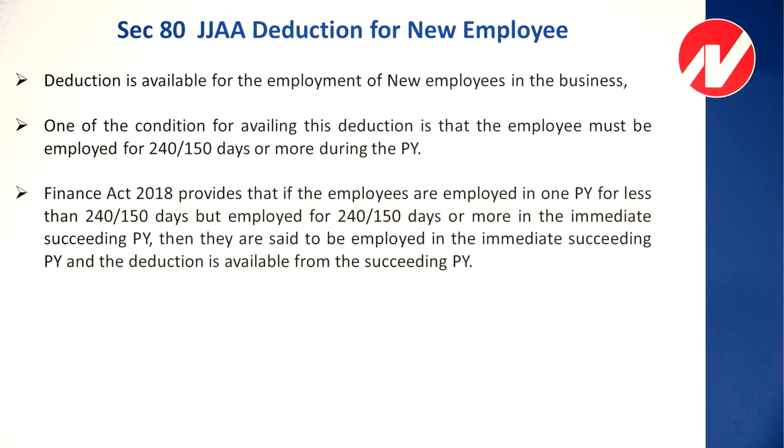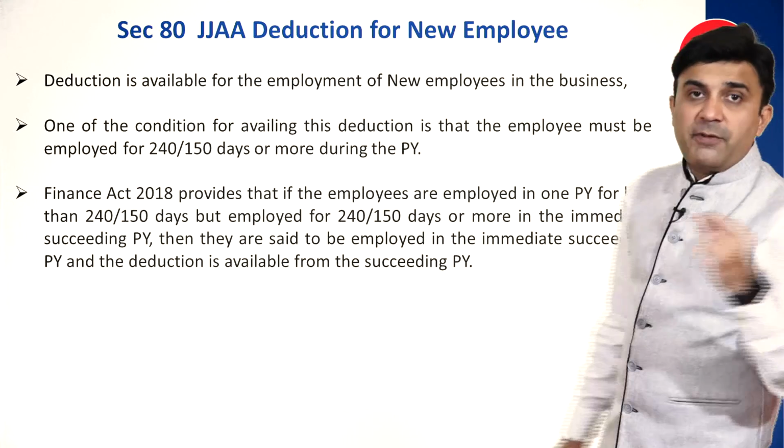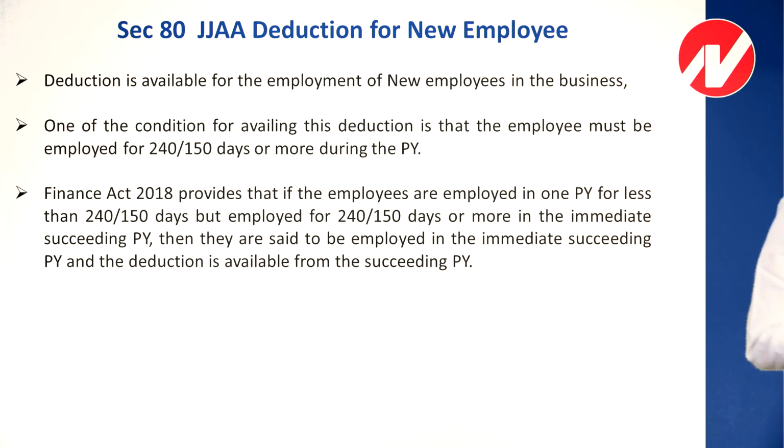Friends, Finance Act 2018 has provided that if employees are employed in one previous year for less than 240 or 150 days, you won't be able to get the deduction in that particular previous year. But if they are employed for 240 days or 150 days or more in the immediate succeeding previous year, the deduction is available. In 18-19, I have employed them on 1st January 2019, so I will not be able to get the deduction. But if they are employed for the whole year 19-20, then they are said to be employed in the immediate succeeding previous year, and then the deduction would be available from the immediate succeeding previous year also.